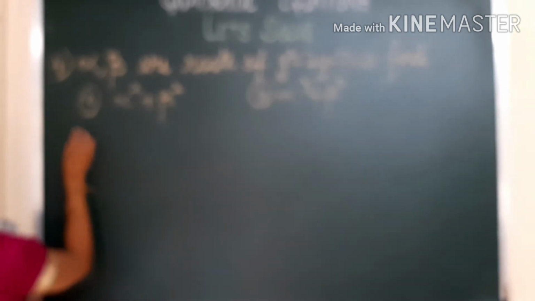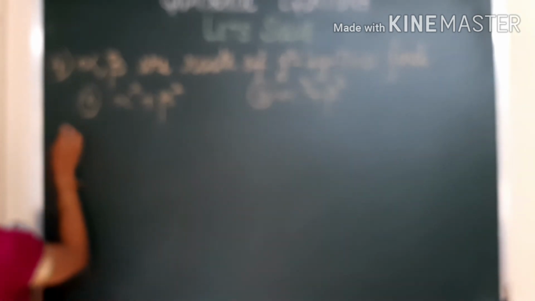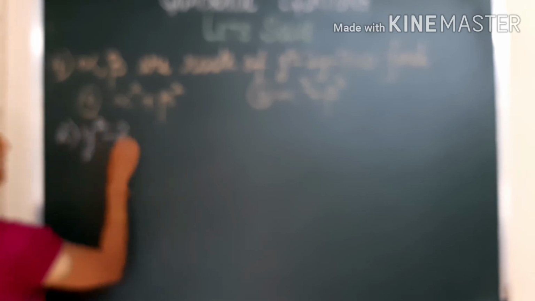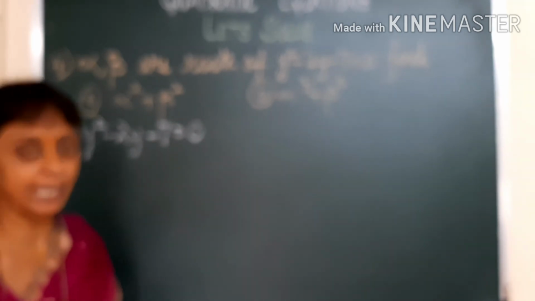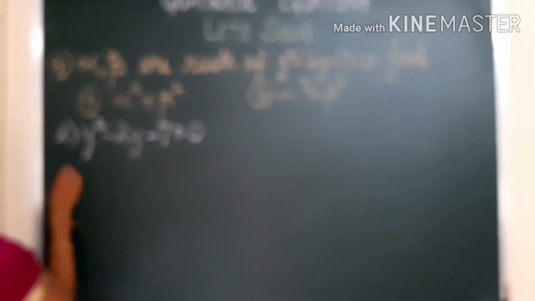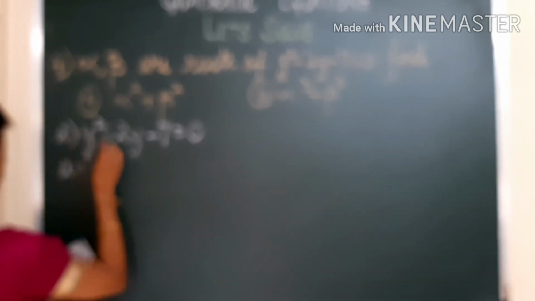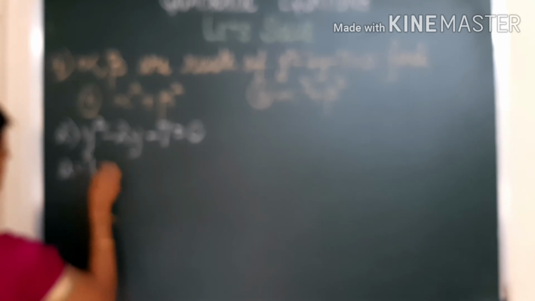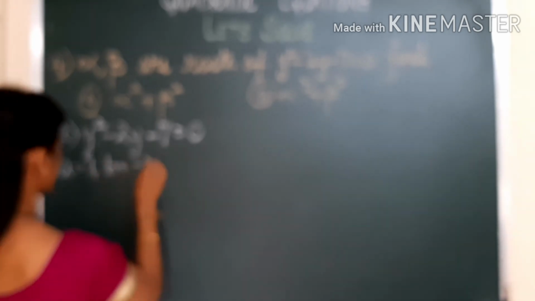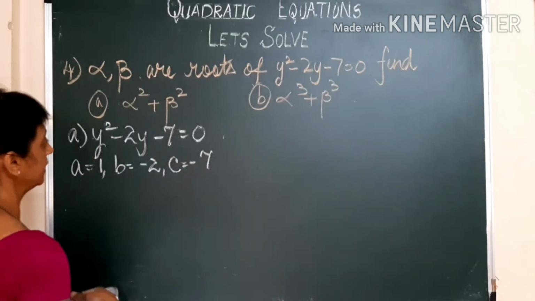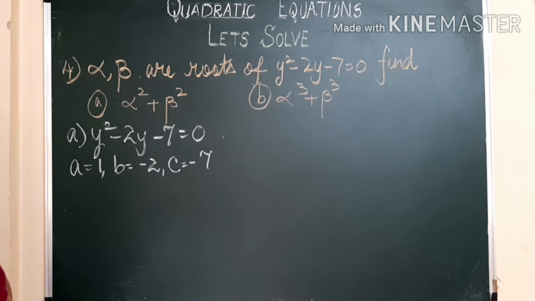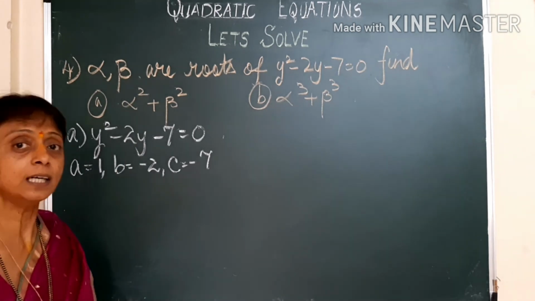Now let's first write the equation. y square minus 2y minus 7 which is equal to 0. Again children, immediately write down the values always of a, b and c. So what is a? a will be equal to 1. b will be equal to minus 2 and c will be equal to minus 7. Once again I repeat, do not forget to write down the value along with the sign.